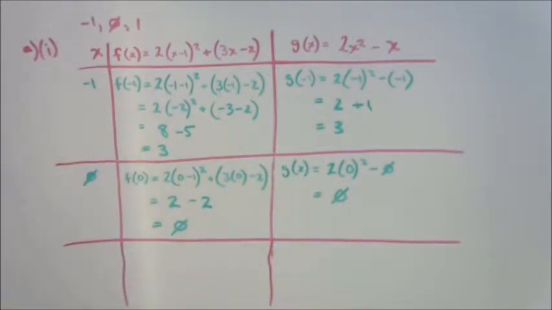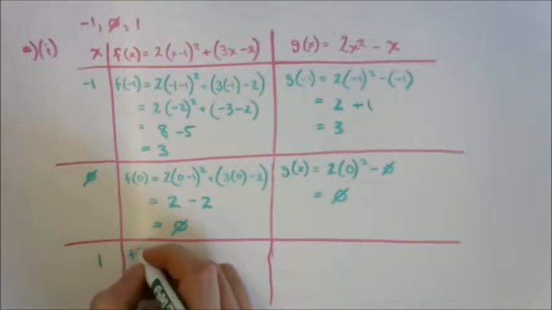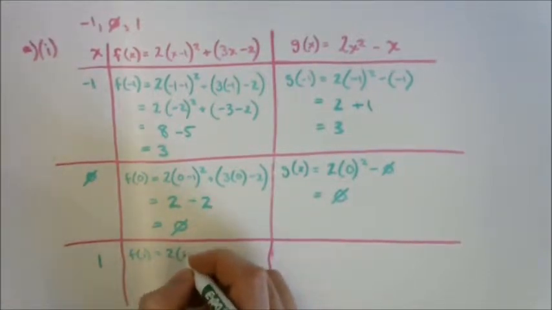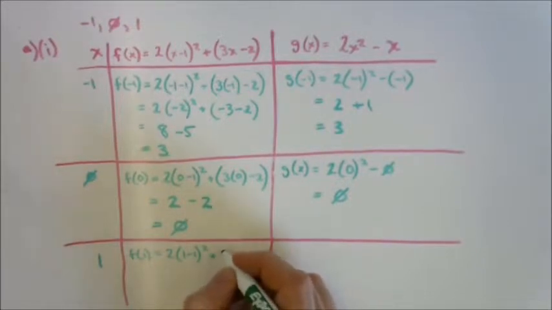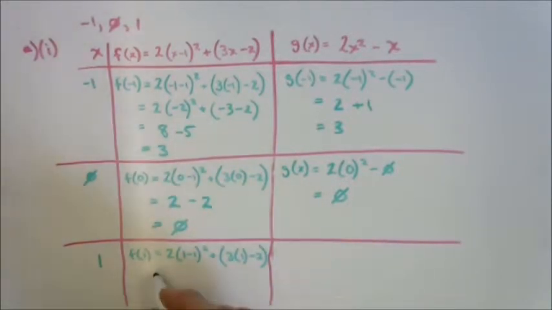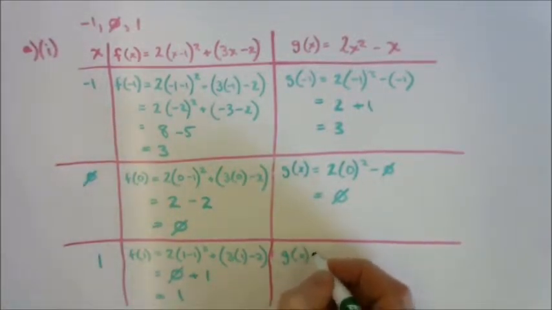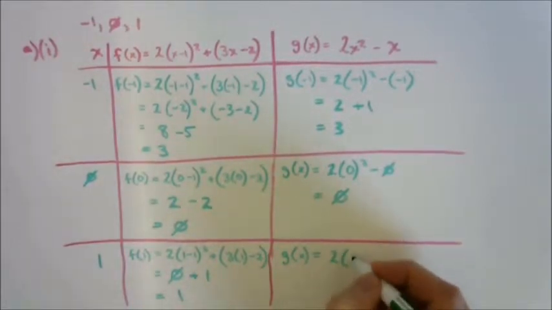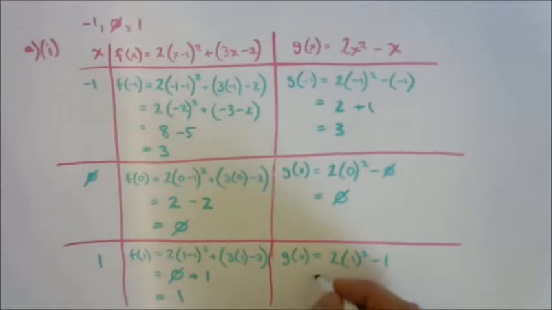Let's see what happens when we sub in 1. f of 1 is 1 minus 1 squared times 2 plus 3 times 1 minus 2. And we can do that down. 1 minus 1 is 0. 0 squared is 0. 0 times 2 is 0. And then we've got 3 minus 2 is 1. We got 0 plus 1 is 1. And over here on the right in g of x, we've got 2 times 1 squared minus 1. 1 squared is 1, times 2 is 2. That's 2 minus 1 is just 1.